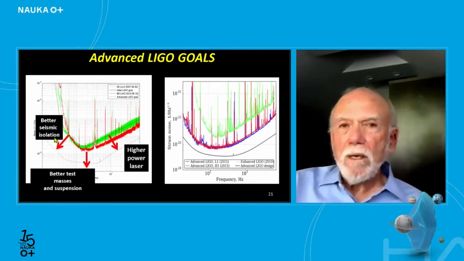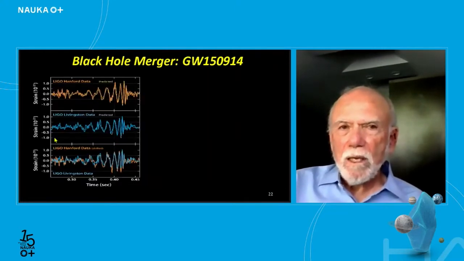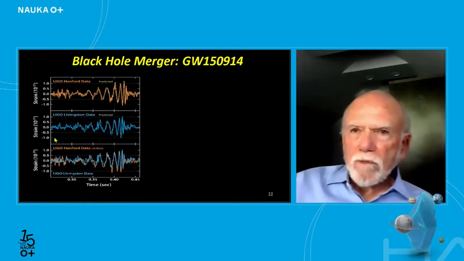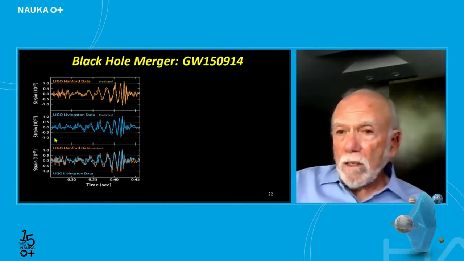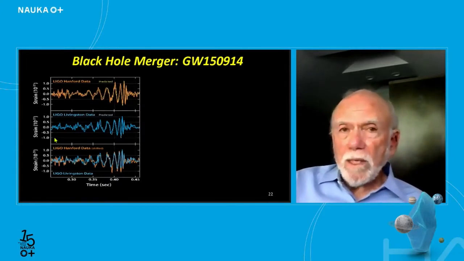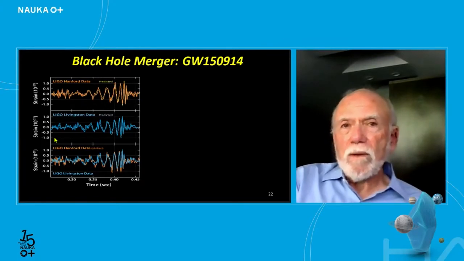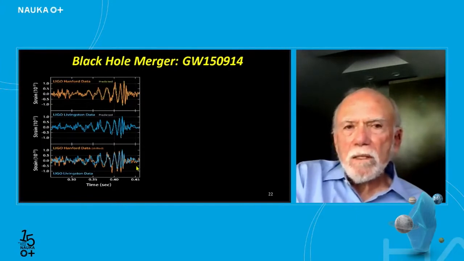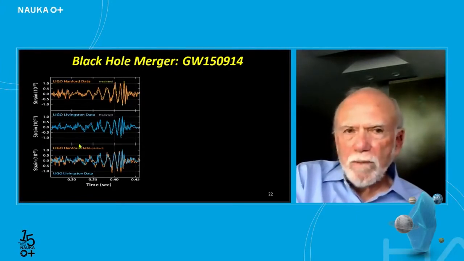And finally, we were able to detect gravitational waves. And this is the picture of gravitational waves as observed in our paper that announced the discovery of gravitational waves. The picture shows the signal on the top as seen in Hanford, Washington, in the middle as seen in Livingston, and on the bottom superposed on top of each other.